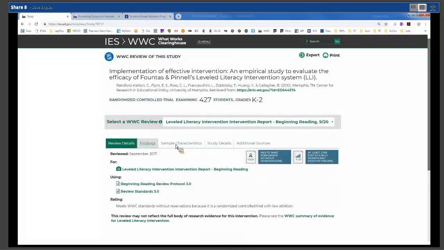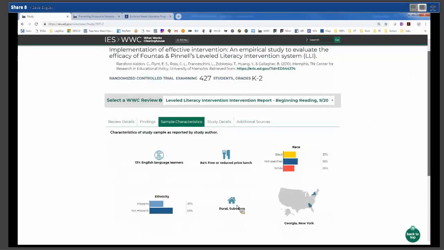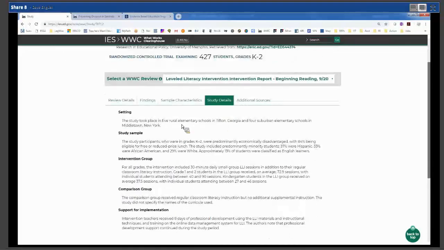If you drill down into the study, you're going to want to go into the sample characteristics, right? Again, we talked about overlap between the sample characteristics and the setting. And here, when you go into sample characteristics, you're going to see different demographic information and different setting information, all right? You're also going to see study details. If you go into study details, you'll see information that's very similar.